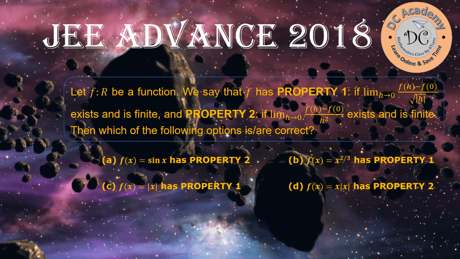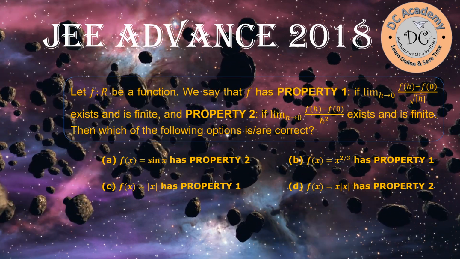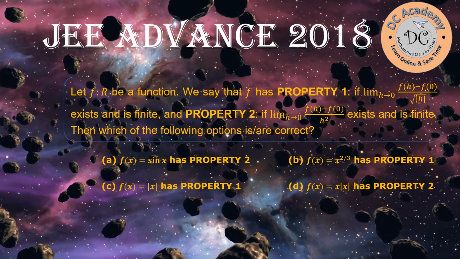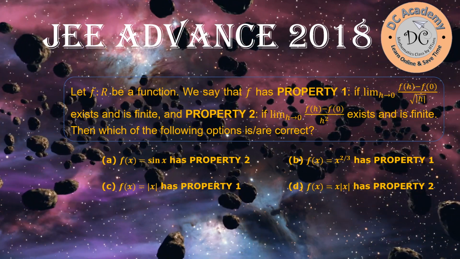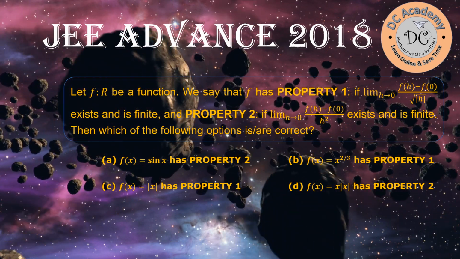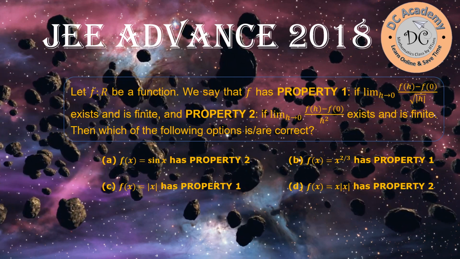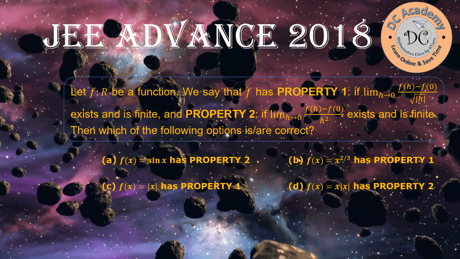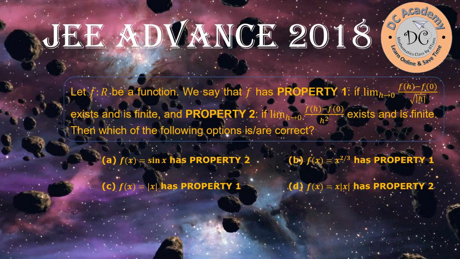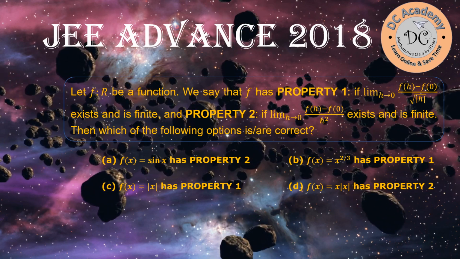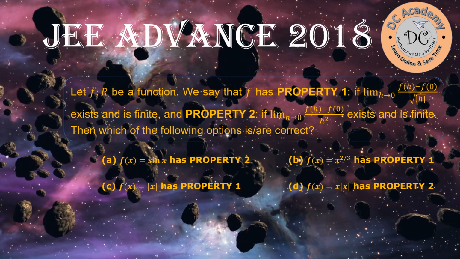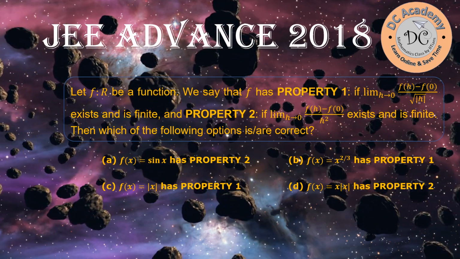Now, here four options are provided. So our job is to find the limit and test whether the functions sin x, x to the power 2 by 3, and mod x satisfy the corresponding properties, yes or no. And based on that, we have to select the options. Now here we have to notice that the problem asks which option or options are correct. So that means by default it is given that multiple options are possibly correct.